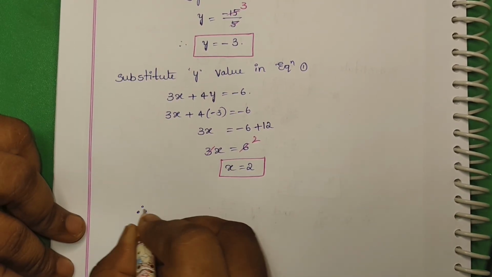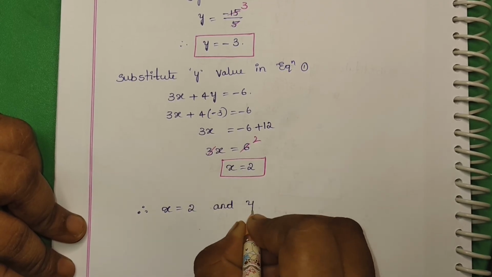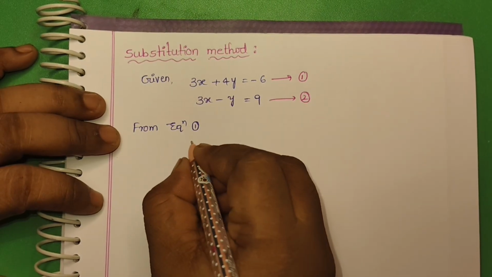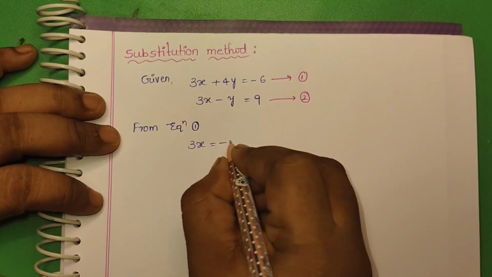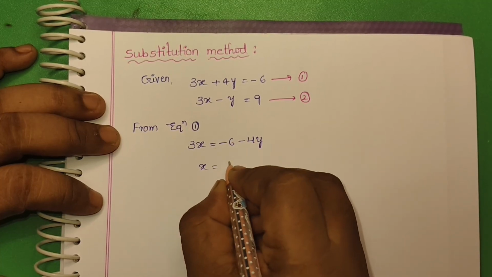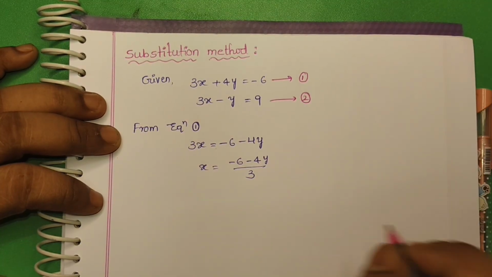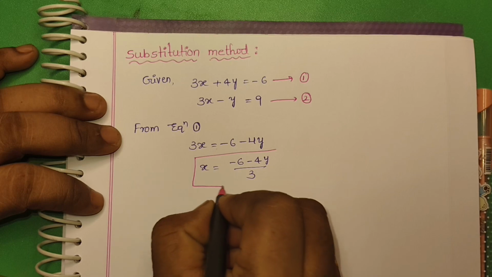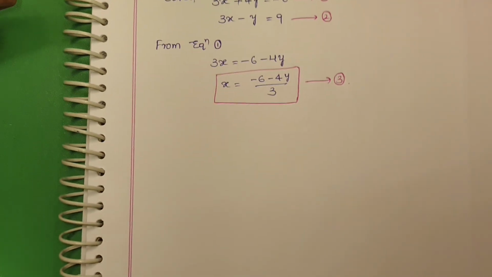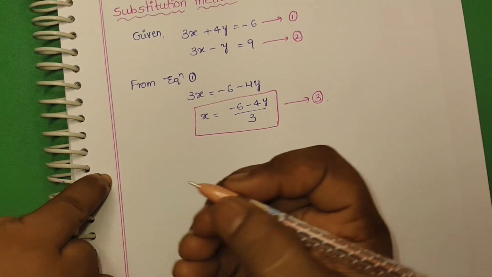This is the elimination method. We have to do both methods, elimination method and substitution method. Now we have to do the substitution method. As usual, first write the given equations. 3x plus 4y is equal to minus 6 as equation number 1. 3x minus y is equal to 9 as equation number 2. From equation number 1, we have to write the x value. 3x is equal to minus 6 minus 4y, and the 3 which is in multiplication transposes to the right hand side in division. x is equal to minus 6 minus 4y by 3.